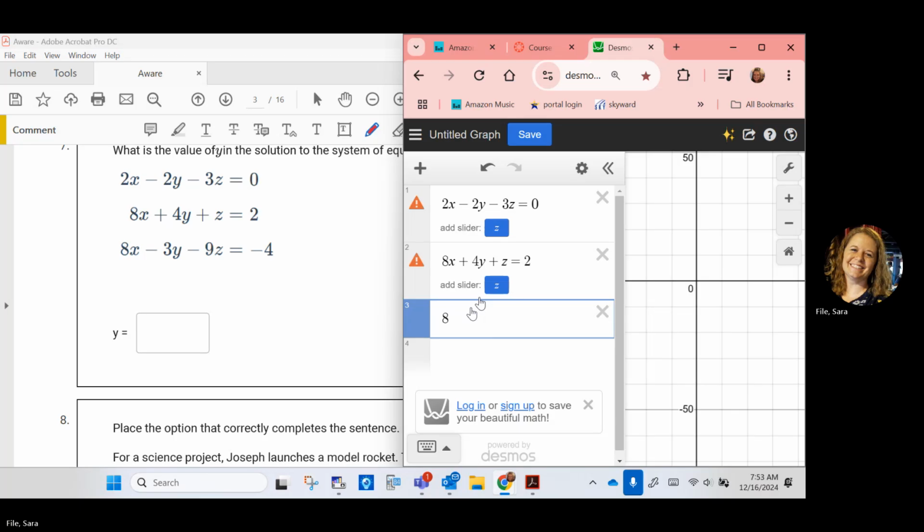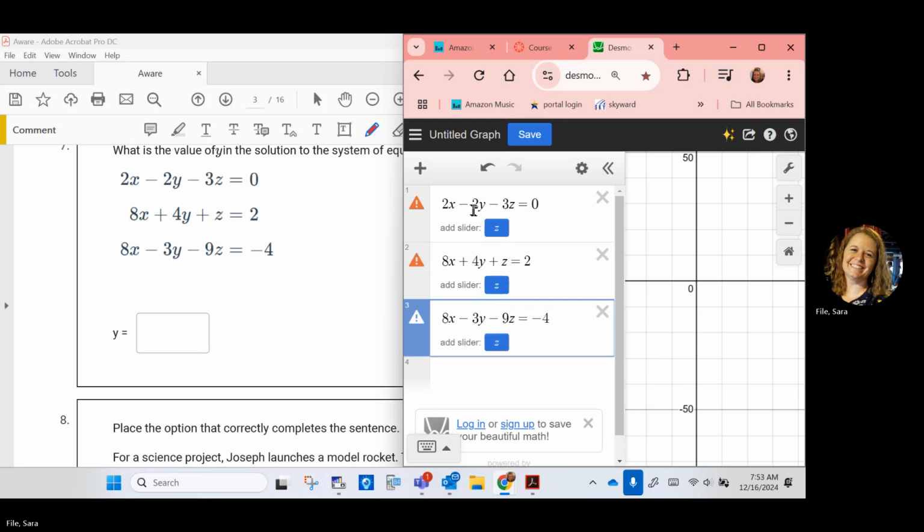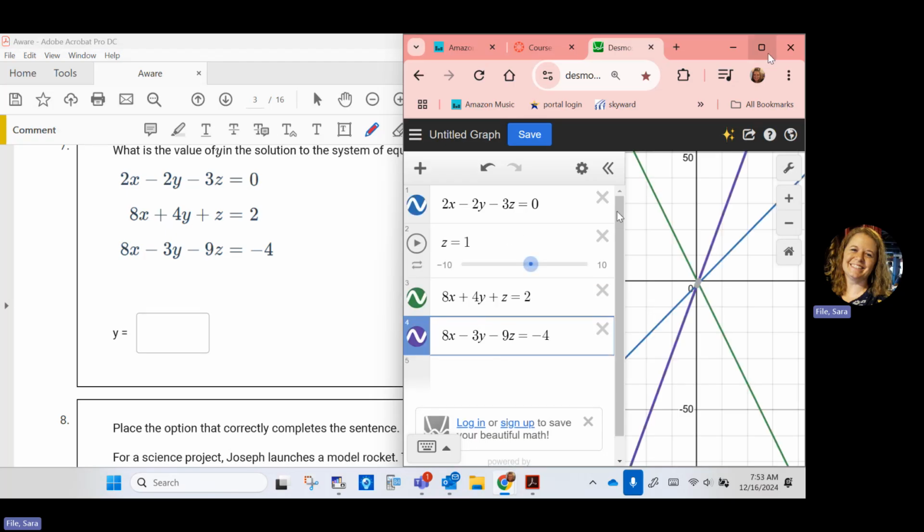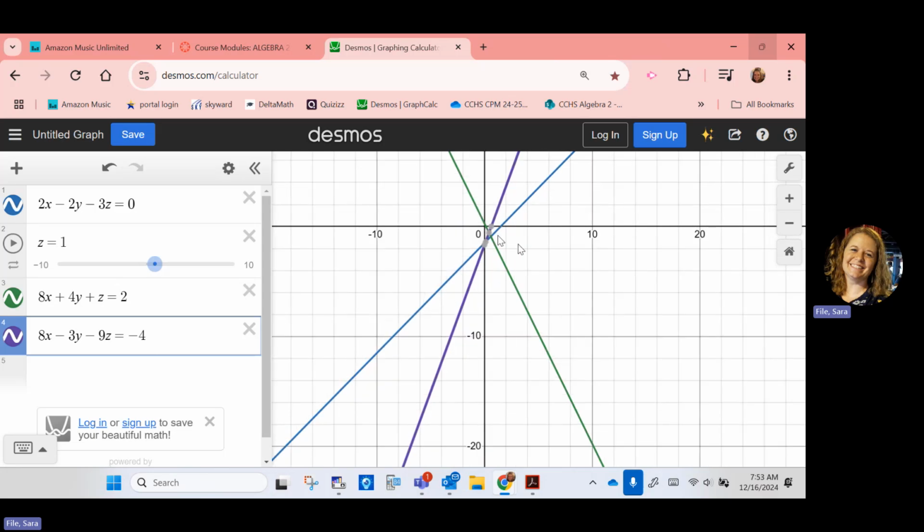8x minus 3y minus 9z equals negative 4. All right. 2x minus 2y minus z, 0. 8x plus 4y plus z equals 2. 8x minus 3y minus 4z equals. Okay, so now I'm going to add my z slider. I'm looking for the point where all three of these intersect.